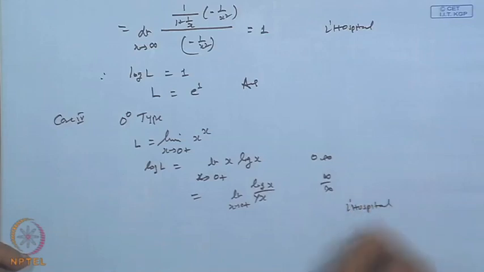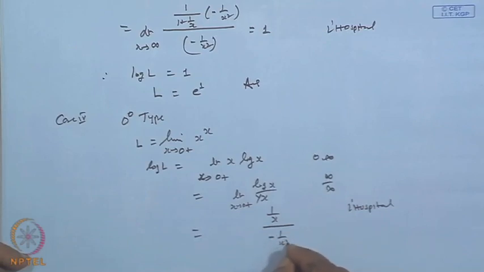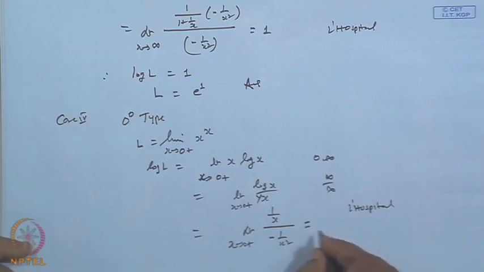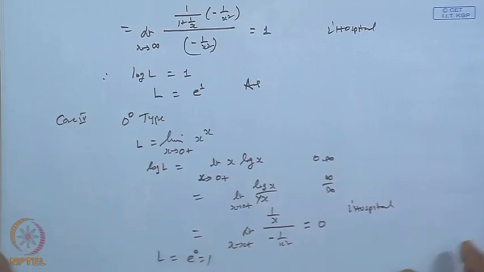So, when you apply L'Hospital's rule, differentiate the numerator and denominator separately and take the limit when x tends to 0 plus, and this limit will come out to be 0. So, L will come out to be e to the power 0, that is one answer. Then another case.